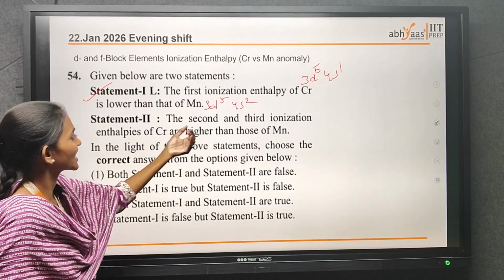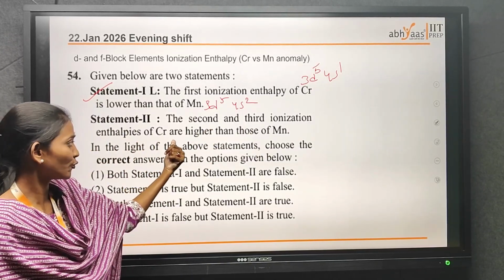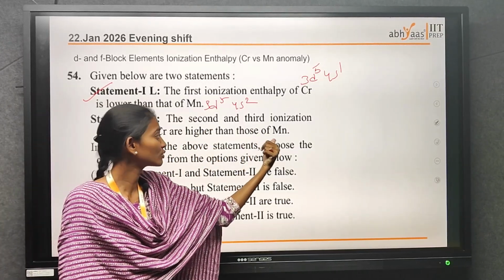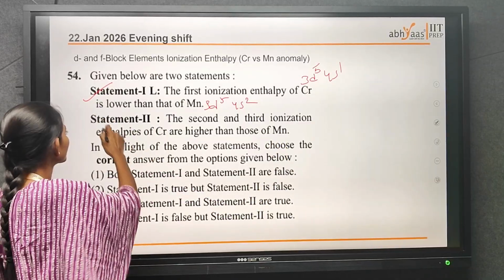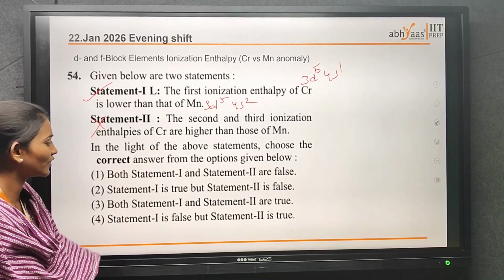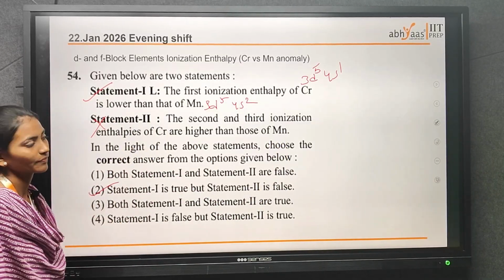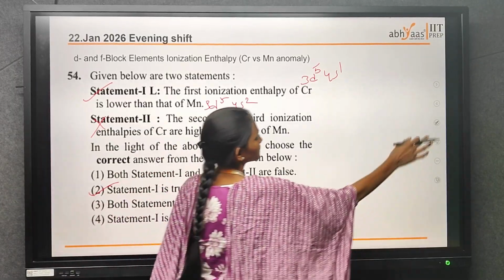And moving on to this, the second and third ionization enthalpies of chromium are higher than those of manganese. Not at all a correct option. So statement 1 is correct and statement 2 will be false. So the option will be 2. Direct NCERT based question, Nana.